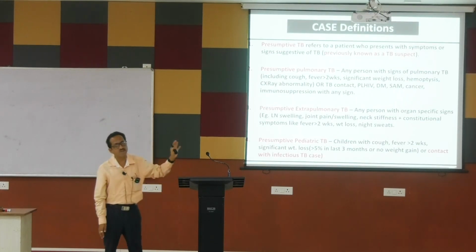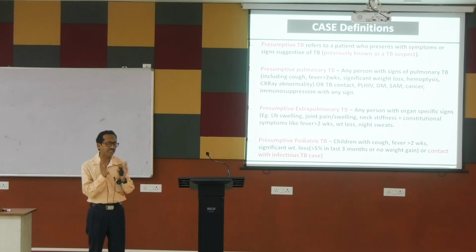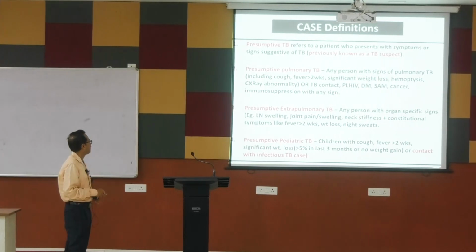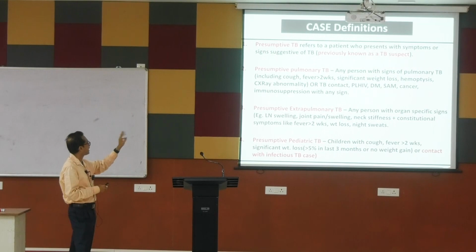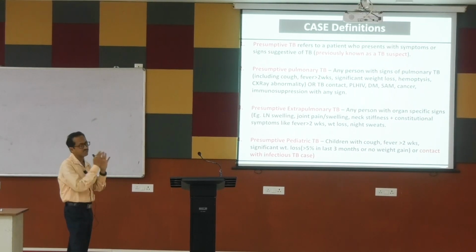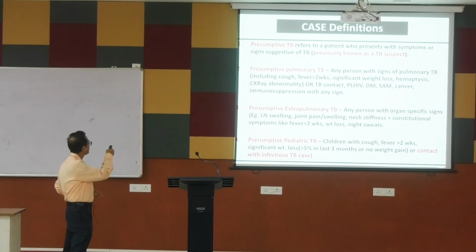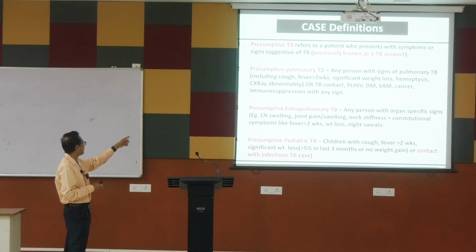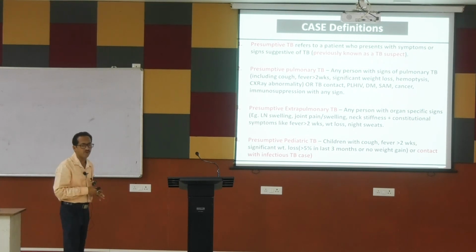Now this is a new case definition. Previously it was called TB suspect. That term has been changed. What is the new term? Presumptive TB. So what is presumptive TB? A person who presents with symptoms or signs suggestive of TB, previously known as TB suspect. What is that? Cough for more than 2 weeks. That is presumptive tuberculosis. Next, presumptive pulmonary tuberculosis: signs of cough, fever for more than 2 weeks, significant weight loss, a patient living with HIV, having diabetes, cancer, or on immunosuppressive drugs at any moment. They are presumptive pulmonary TB.